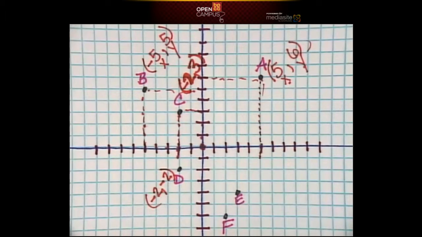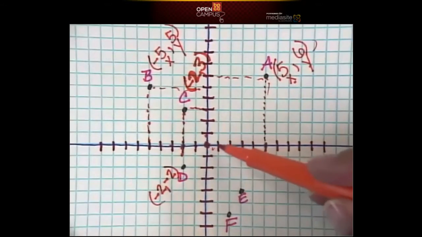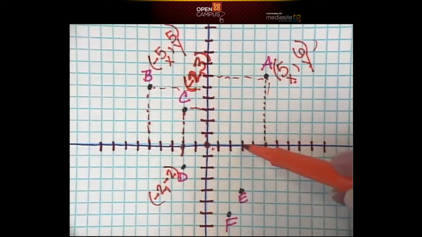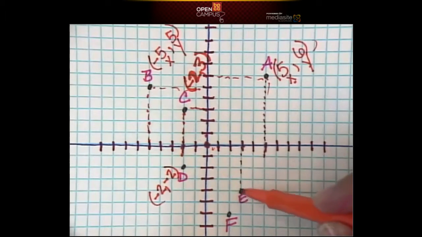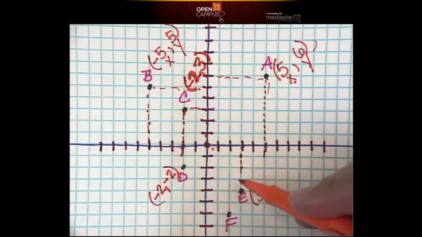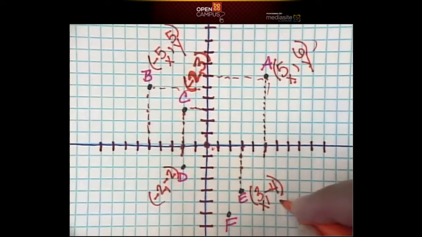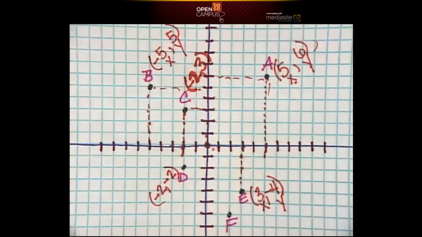Okay? Next is letter E. Letter E is over here in the bottom right. So I'm going to count over 1, over 2, over 3. I went 3 to the right, so that means positive 3. I'm going down 1, 2, 3, 4. Going down 4. So when I go down, my y value is going to be negative. So positive 3 for my x, negative 4 for my y.